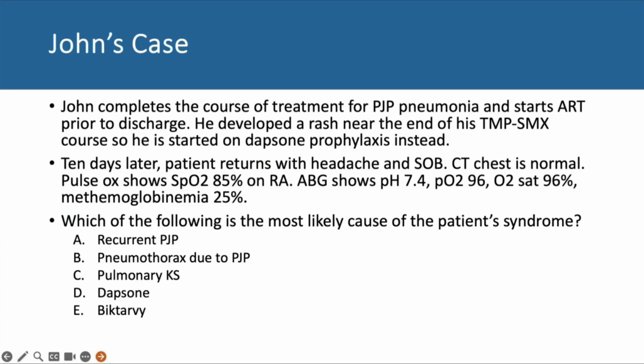Who would like to read this one? John completes the course of treatment for PJP pneumonia and starts ART prior to discharge. He developed a rash near the end of his TMP-SMX course, so he is started on dapsone prophylaxis instead. 10 days later, patient returns with headache, shortness of breath. CT chest is normal, pulse ox 85 on room air, ABG pH 7.4, PO2 96, O2 sat 96%, 25% methemoglobinemia. Which of the following is the most likely cause of the patient's syndrome?